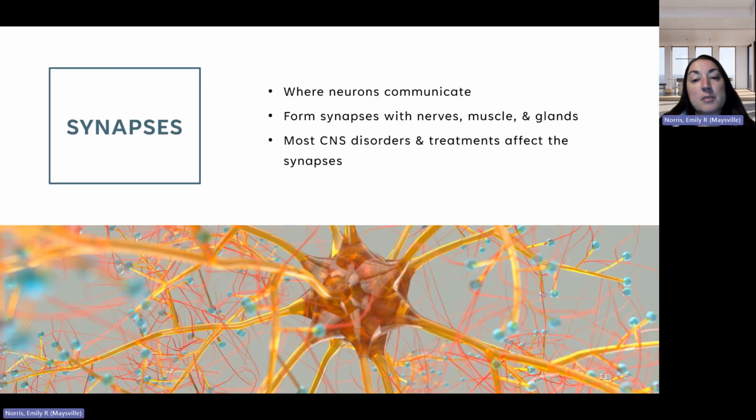Synapses, these are where neurons communicate. Synapses occur between nerves from one neuron to another. They occur between the nerve and muscle, which is called the neuromuscular junction, and even between nerve and gland. So there are synapses that touch other nerves, muscles, or glands. Most of the central nervous system disorders and treatments affect the synapse. So they don't necessarily affect the cell body or the axons as frequently as they affect the synapse and what's going on there with the nerve impulses being passed along from one neuron to the next.